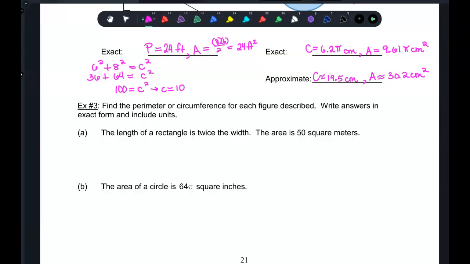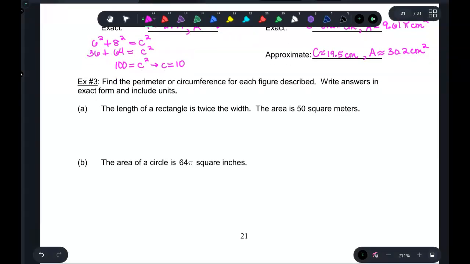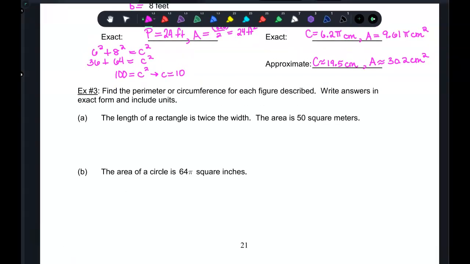Okay, last one. Find the perimeter or circumference for each figure described. We want to write answers in exact form, okay? And we're going to write it with units. The length of a rectangle is twice the width. The area is 50 square meters. Well, if we're not sure where to start, we can draw a picture. How about we draw a picture of a rectangle? The length of the rectangle is twice the width. Any idea of what you would do?